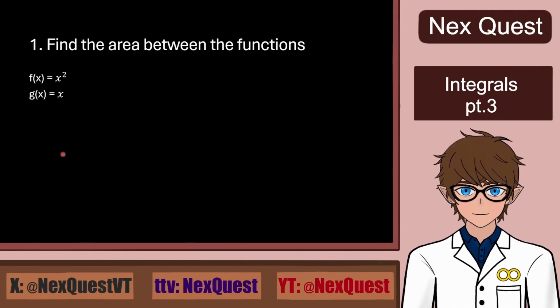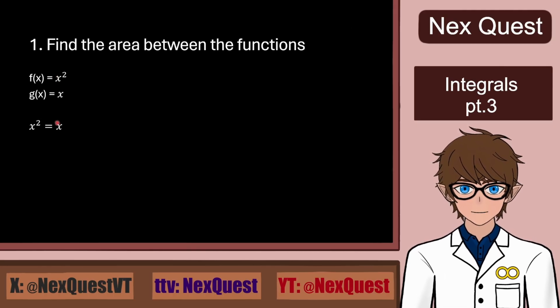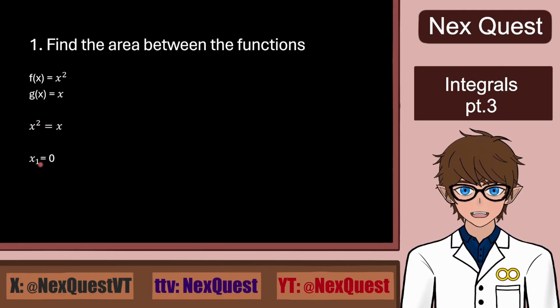For the first one, this is our problem. We need to find the area between these two functions, so let's identify where they're intersecting. We do that by equaling them. And then first thing we see is that if x is 0, both sides are 0, so that's our first x.